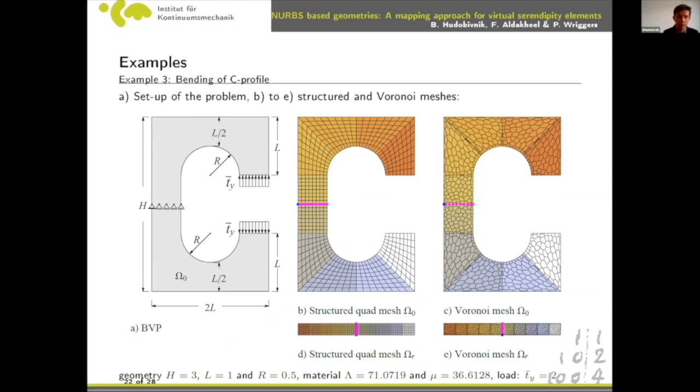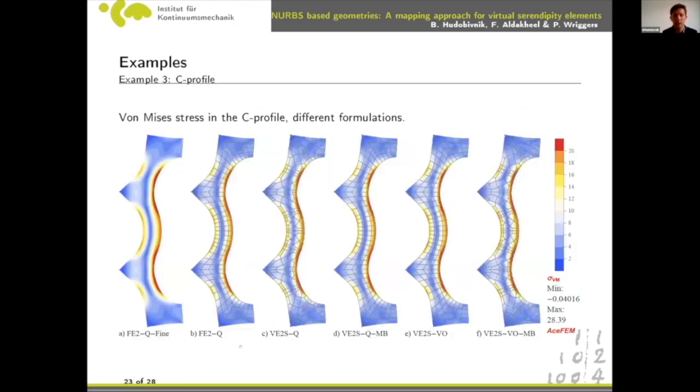Inside the C profile, we have this curved geometry. So our reference mesh is 10 squares of 1 times 1 size, which are then mapped to this curved geometry. And then we have a force applied here, pushing it apart and trying to open it. And if we show some stresses with the huge deformations, we can see here the fine FE solution, and all the other formulations give the same result.